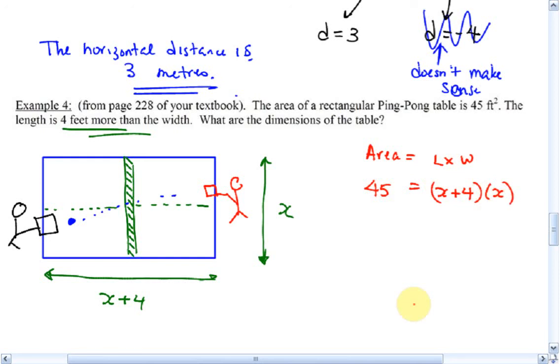Tanasia, what's your question? It doesn't matter which one's which. Doesn't matter, but most of the time people think the length is always the longer one and the width is always the shorter one. You get the same answer anyway in the end.